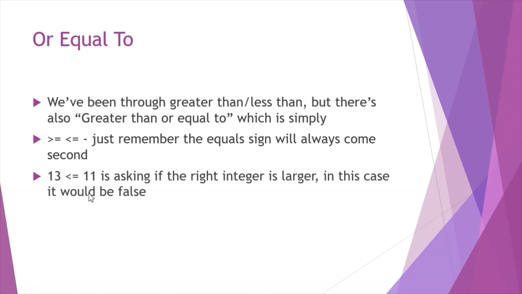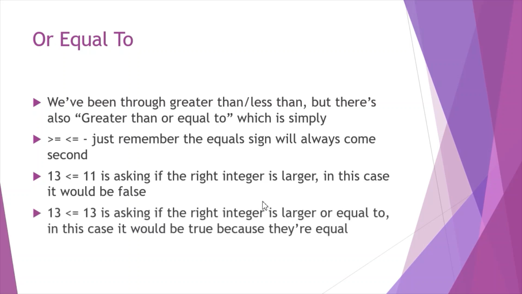So 13 is less than or equal to 11. Hang on, as you can see, this confuses me as well. It's asking if the right integer is larger. In this case, it would be false. 13 is less than or equal to 13 is asking if the right integer is larger or equal to. In this case, it would be true because they are equal.